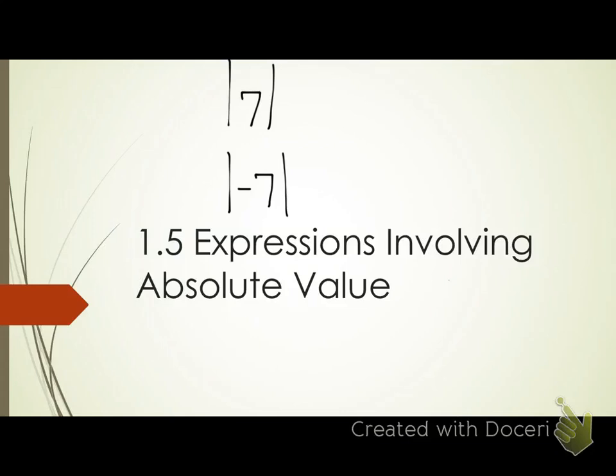So, it's specifically talking about the distance a number is from 0. So 7 is a distance of 7 units from 0. Everyone okay with that? Negative 7 is also a distance of 7 units from 0. So it makes any negative number positive because it's talking about its distance away from 0. Does that make sense? Everyone understand what an absolute value does or is? Good.